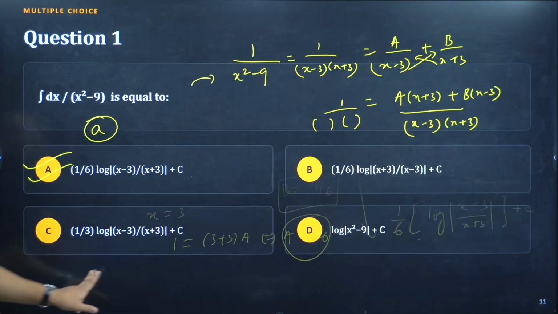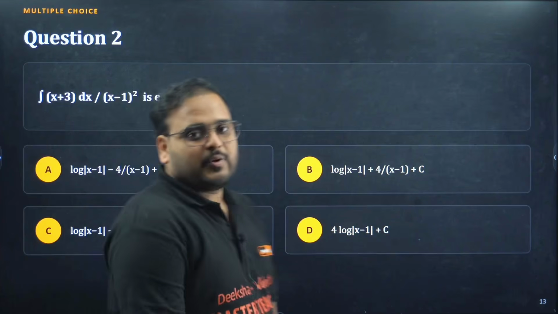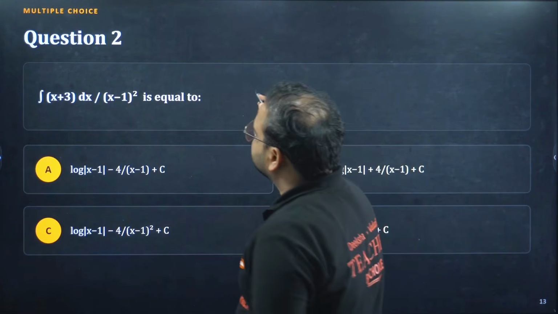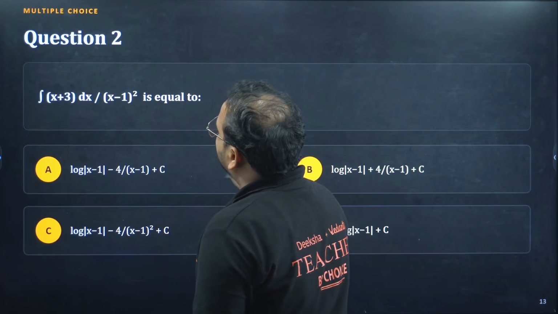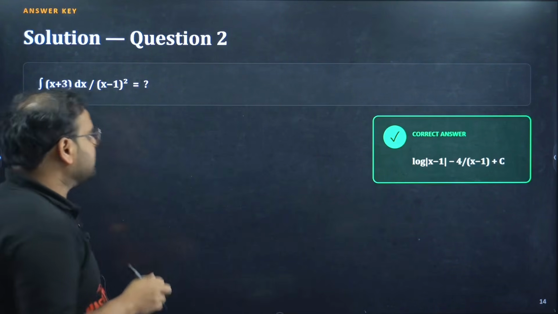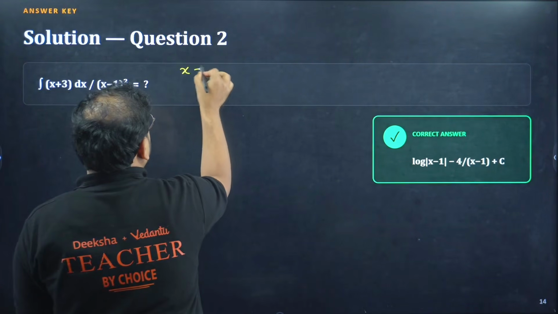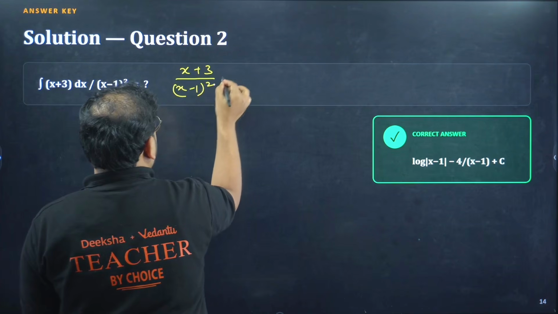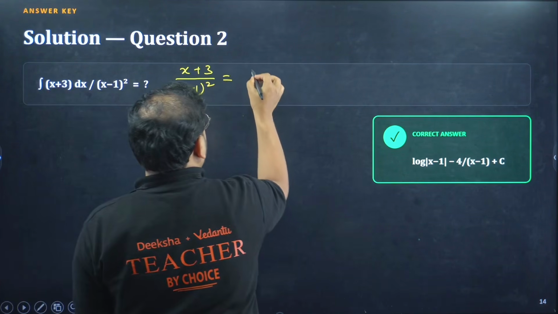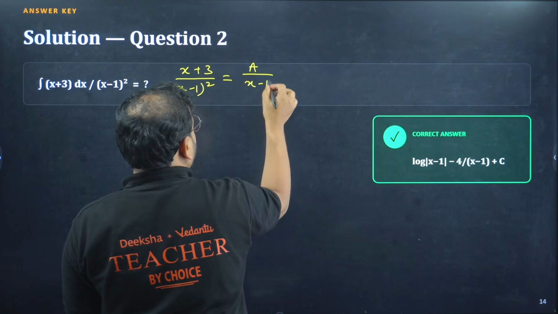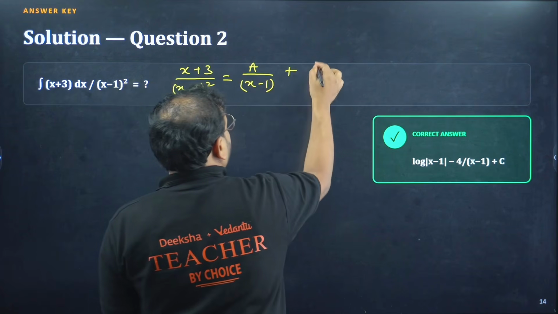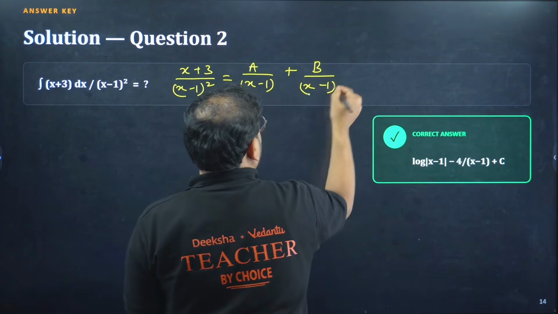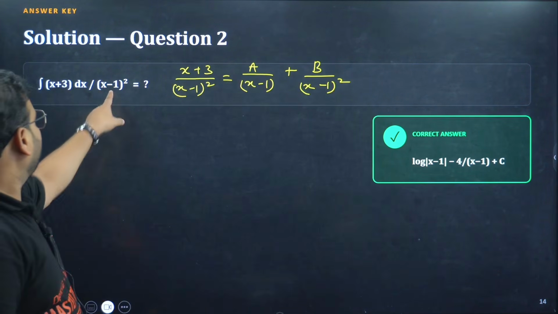Have a look. Question number 2. Again, this is that repeated form, right? So how do you solve this one? Let me just solve it over here. What is the integrand given over here? We have x plus 3 upon x minus 1 the whole square. Now write this as a upon x minus 1, one of the factors, and then b upon x minus 1 the whole square. We have only one.